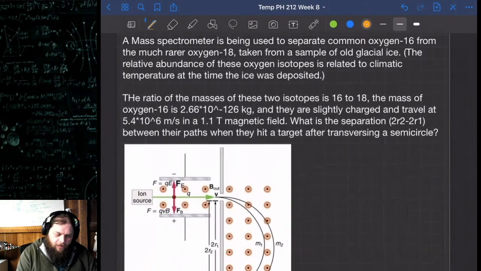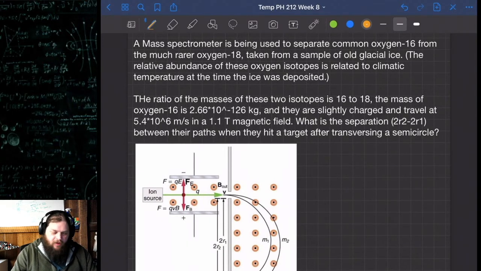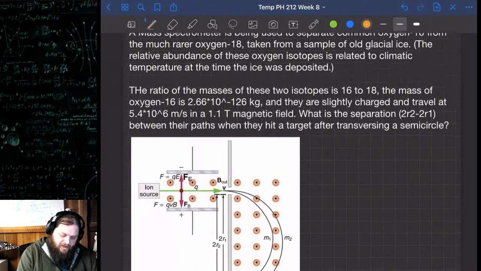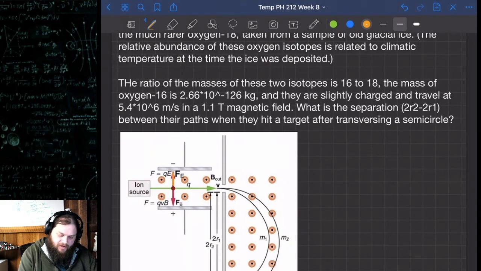So moving on, in this problem, it's kind of a long read, but we have a mass spectrometer, which is being used to separate common oxygen 16 from a much rarer oxygen 18. In this case, we have an ion source, which is accelerating these charged atoms through a voltage potential and a magnetic field. The voltage potential, which is going this way, has this electric force pulling up on it. But the magnetic field has that force pulling down on it.